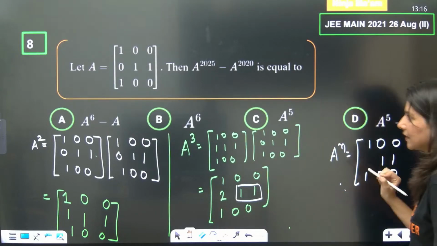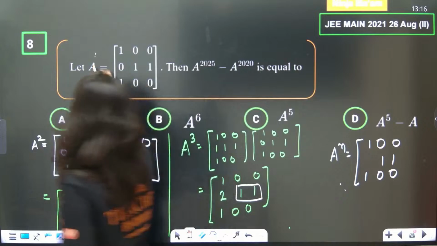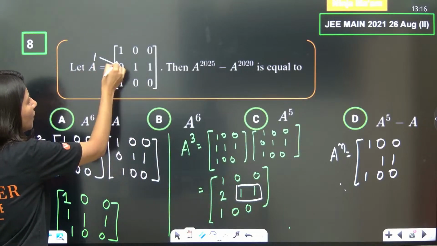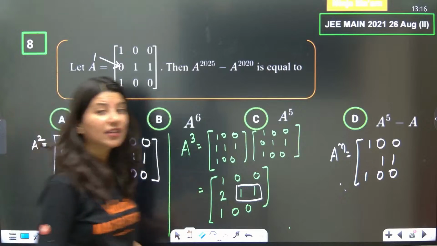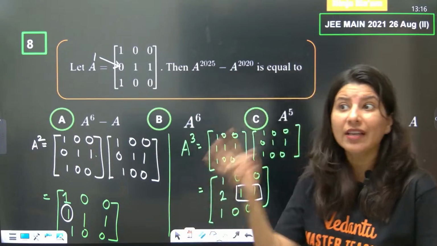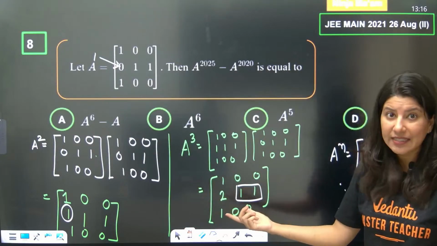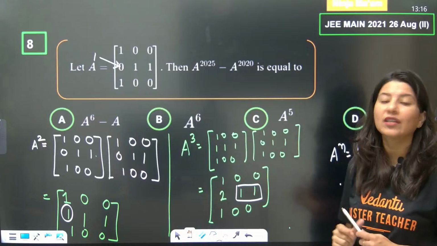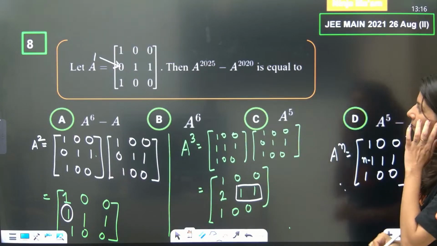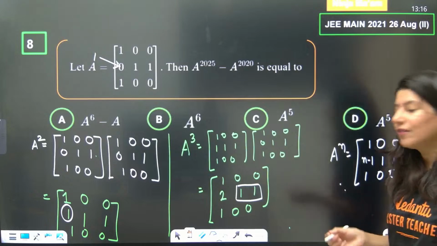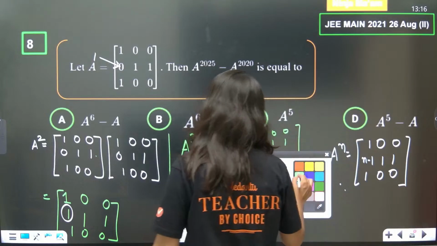What about this? Can you see? A power 1 is having 0. A power 2 is having 1, a cube is having 2, a power 3 is having 2, a power 4 will have 3. So a power n will have n minus 1. This is your a power n. Now whatever they want to ask, let us just solve it out.